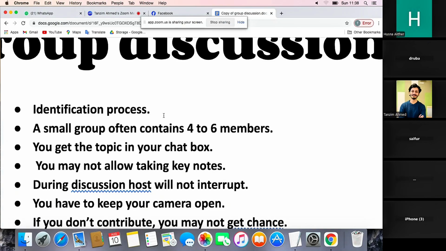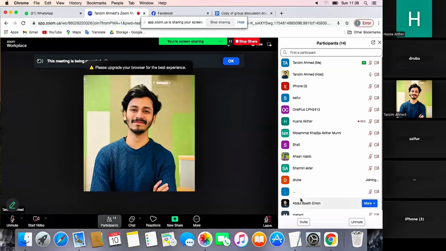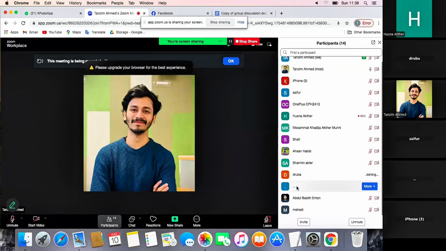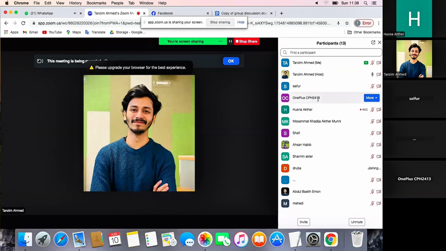sometimes you get your default name. I mean, your Zoom default name. For example, in our Zoom, a lot of students have joined with their default name. If I show you around here, for example, OnePlus CPH2413. This is not someone's official or passport name, right? This is not an official name. So this has been set by default via Zoom.